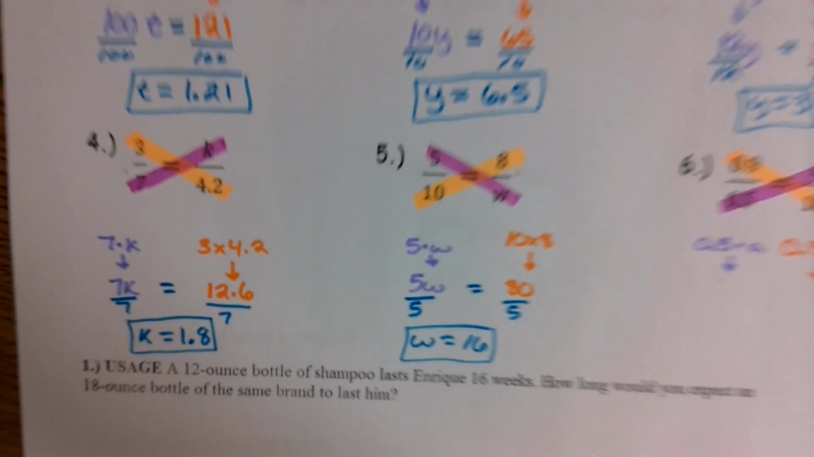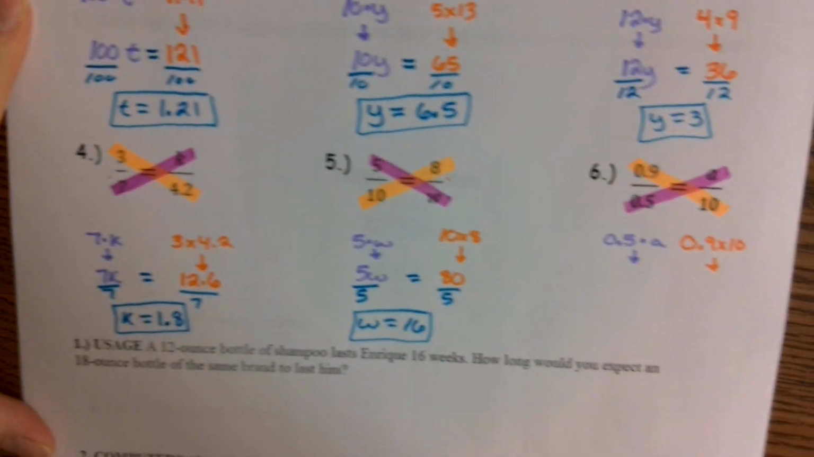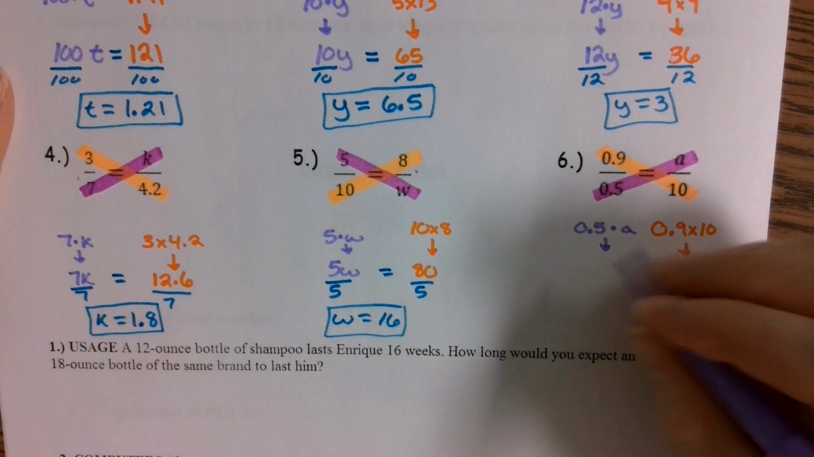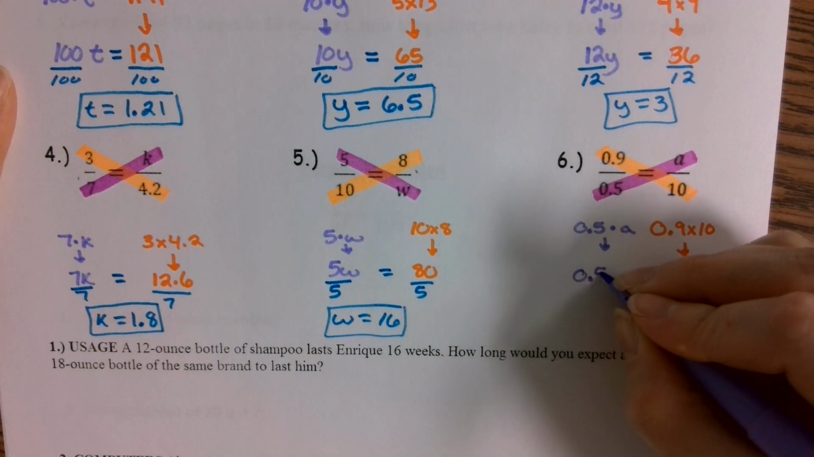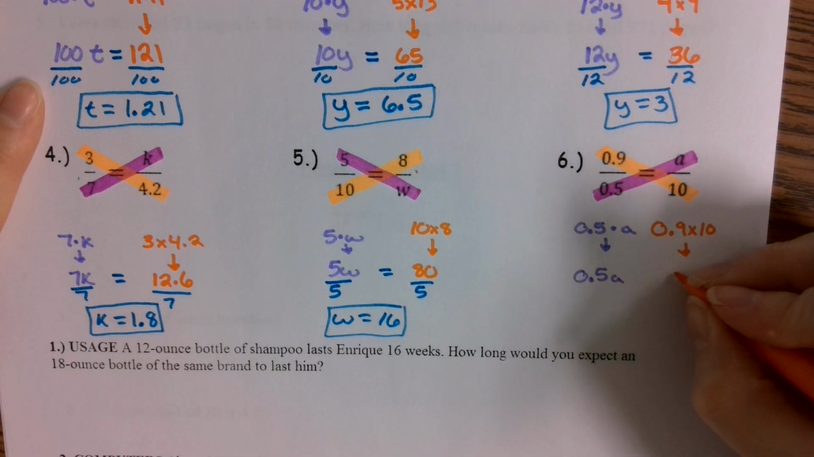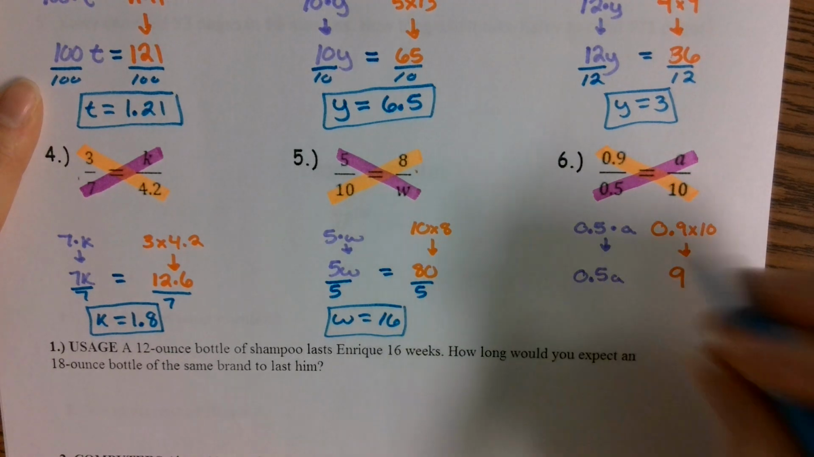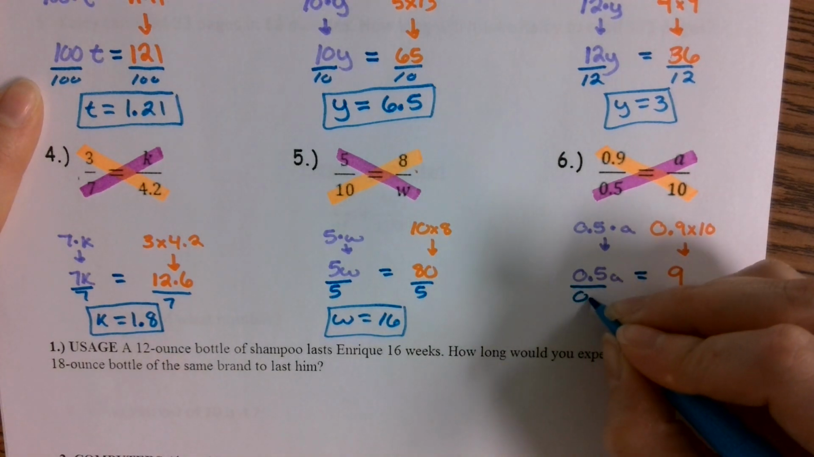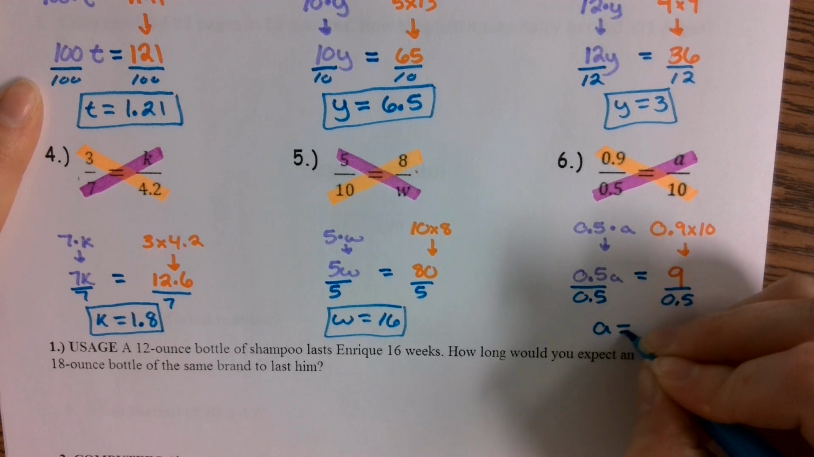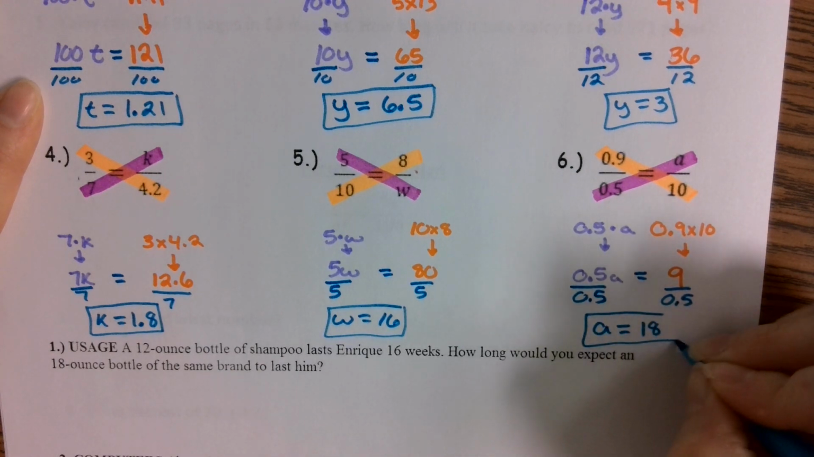Okay, and then we're going to do the last one, number 6. For problem number 6, again, we multiply 0.5 times a. That gives us 0.5a. Then we're going to multiply 0.9 times 10. That gives us 9. And then we'll divide both sides by 0.5. And what do we get? 18. Very good. a is equal to 18.